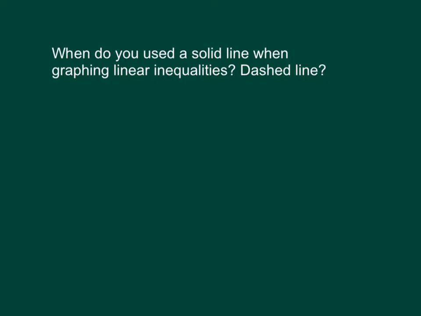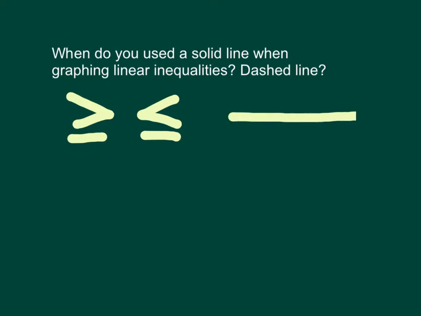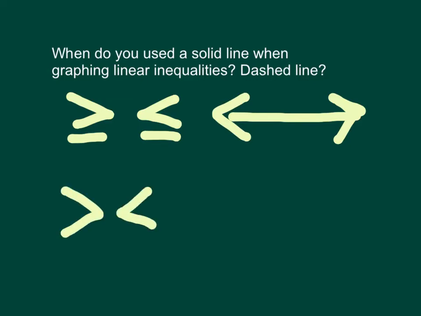Okay. Remember, you're going to use a solid line when you have the or equal to: greater than or equal to, less than or equal to. That is going to be your solid line. Your dashed line is when you have greater than or less than. It's going to be your dashed line.